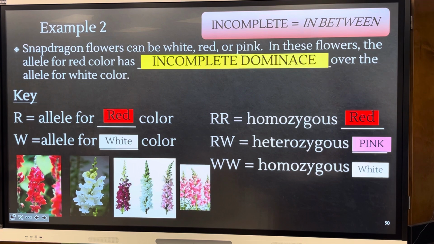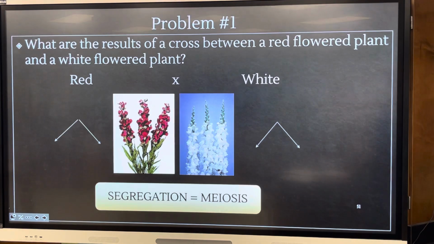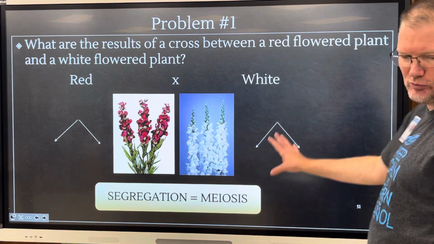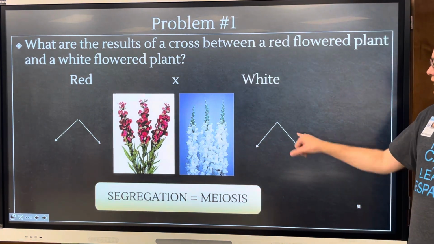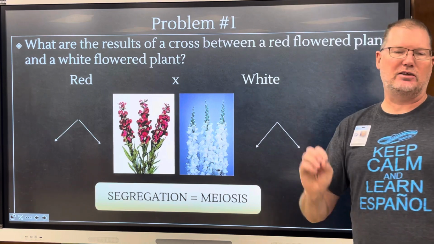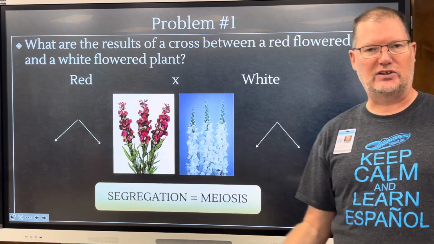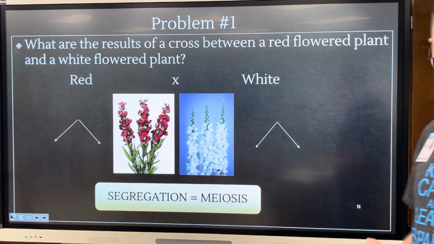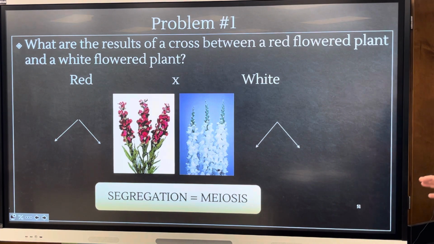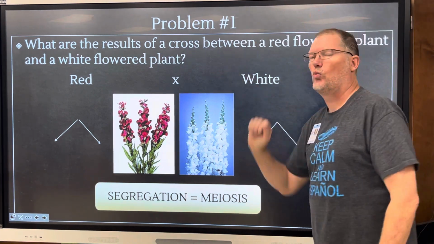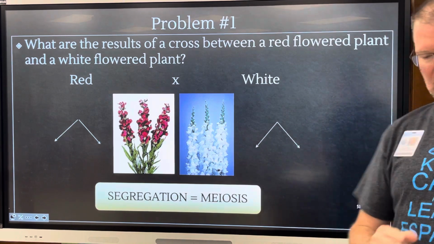So I hope you're all following along. Slide 50. Told you this was going to be kind of fast. So we're on page 11. And we're getting into the first problem for this type of scenario, okay? So here's problem 1. Same thing as before. We're going to label it the same way with the arrows and the different gametes that the parents can produce, and then we're going to plug those into a Punnett square, okay? So what are the results of a cross between a red flowered plant and a white flowered snapdragon plant?